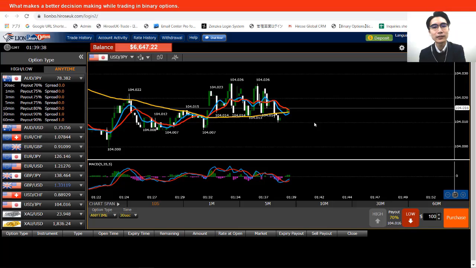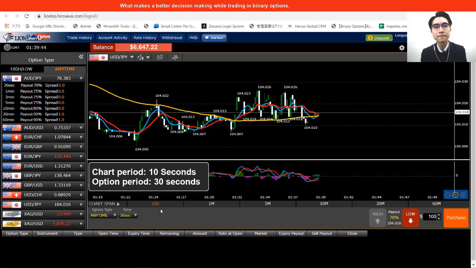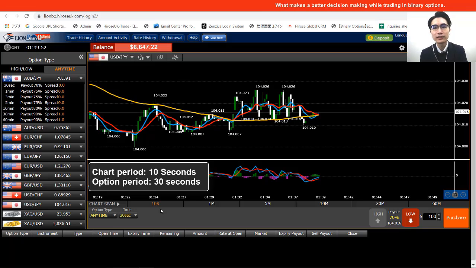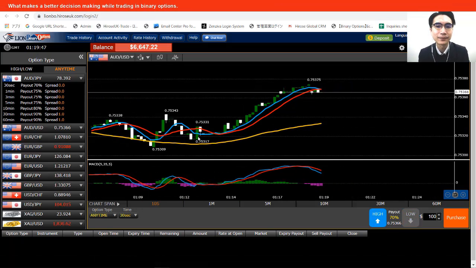So close the window. The last thing I'm looking at here is the chart period and option period. For today, I'll be using a 10 seconds chart to trade with a 30 seconds option. Now we are all set, and then we can browse the currency pairs.